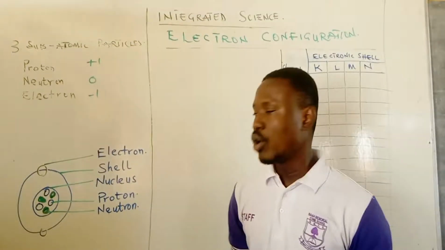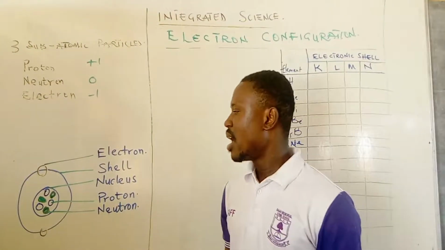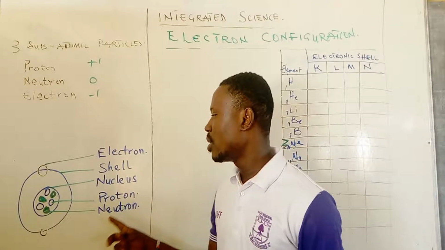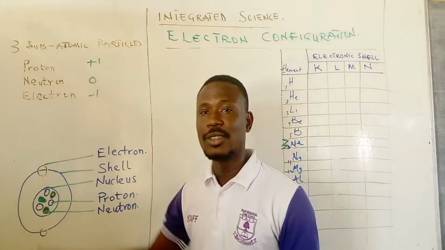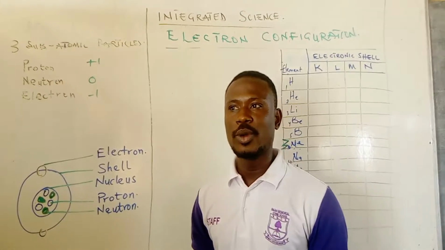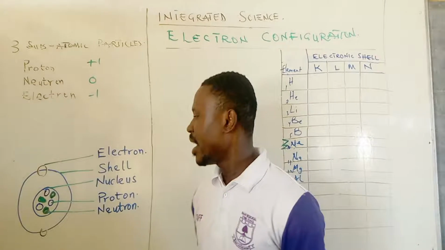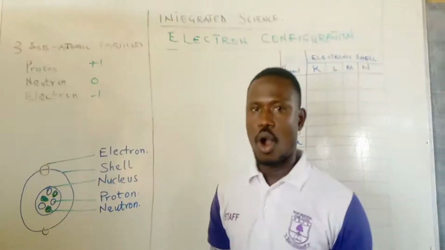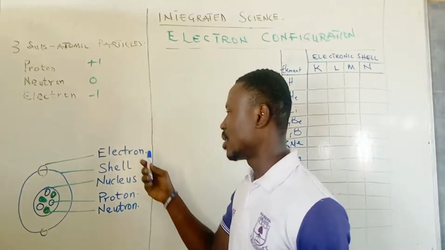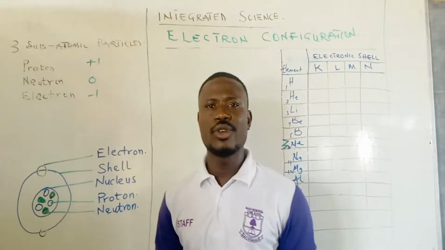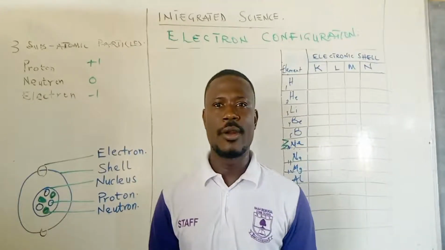We came to also appreciate that inside the nucleus of an atom is where we have our protons and neutrons. Don't forget, the nucleus is the centrally positioned organ. Now, around the nucleus, we said is an orbit or a shell, and on the shell we have electrons. So the electrons orbit on the shell or move around the shell.